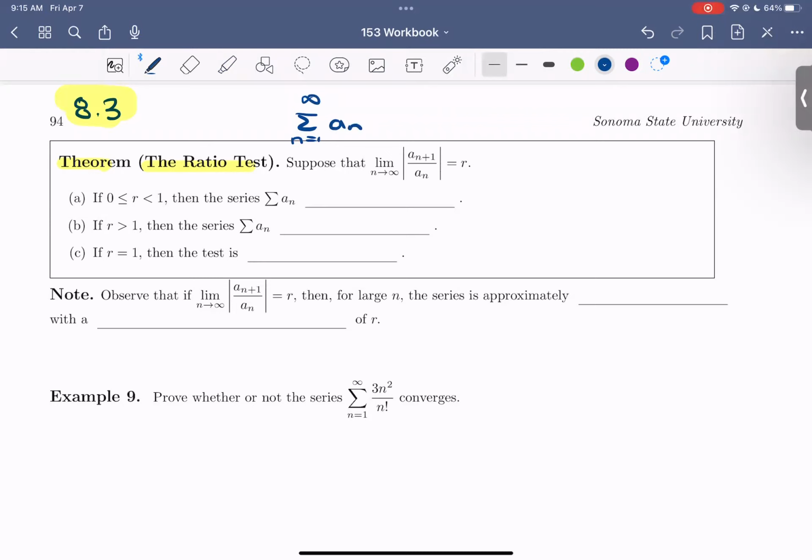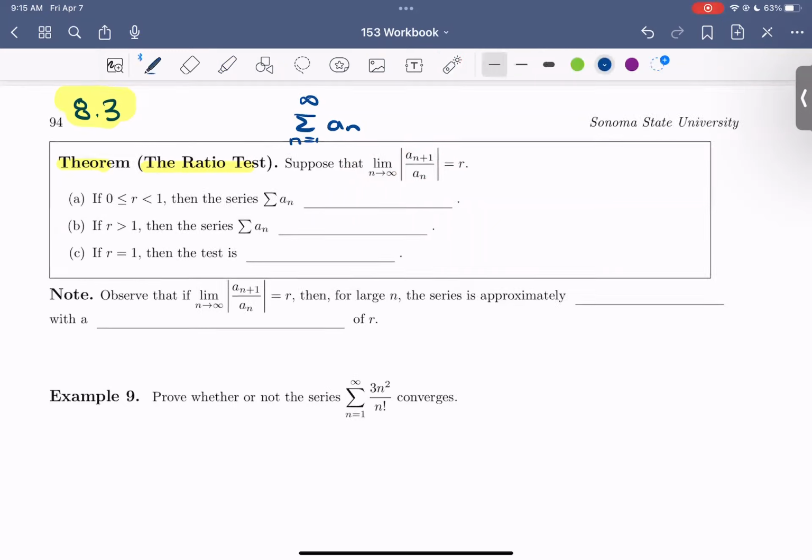And what do we do with this series? We consider the limit of the ratio of the terms. So we take the absolute value of the a_(n+1) term over the a_n term. And when we take that limit, we get some value r. Now, I'm not saying r is finite here necessarily, but there are three different categories for r that are going to determine the convergence or divergence of our series.